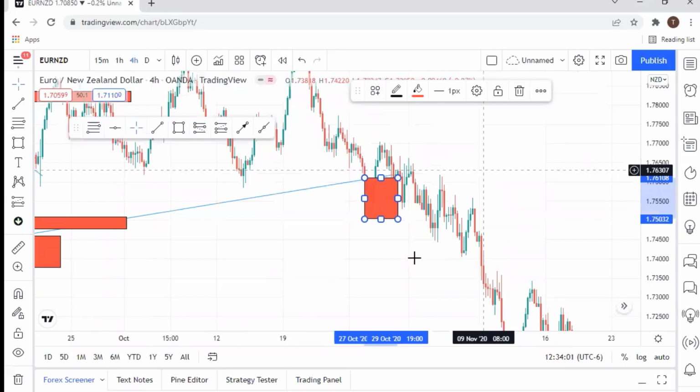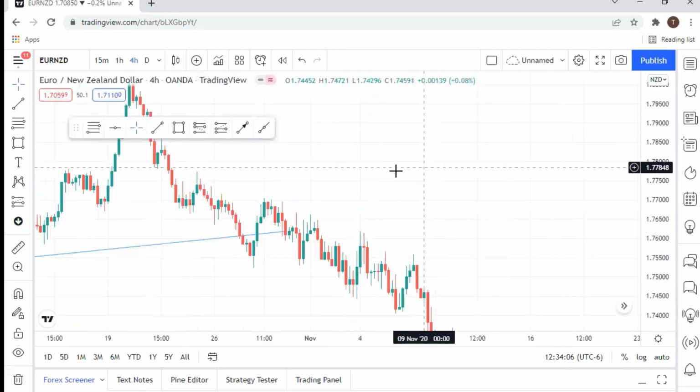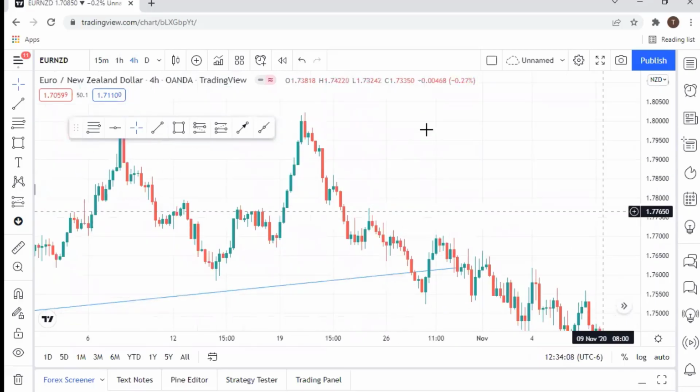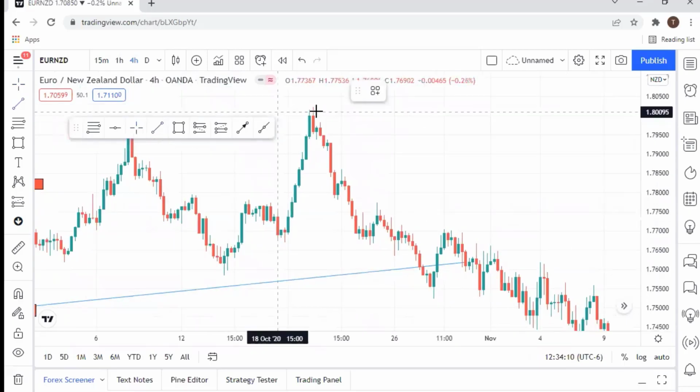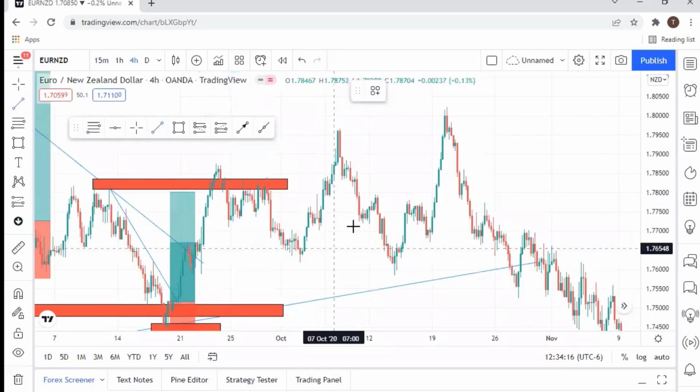So now that the market is in our zone, what are we looking out for? We are definitely looking for a descending pattern. All right, so we are already getting a descending pattern, but before a descending pattern, though, we mark up our zone. All right, we mark up our zone.